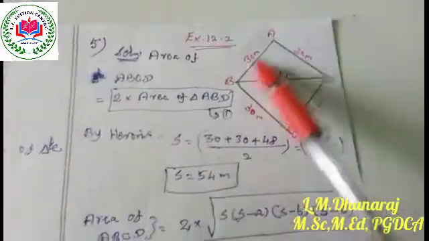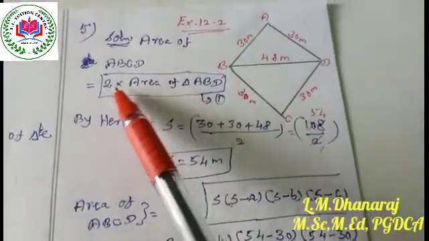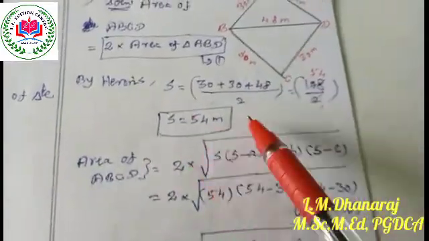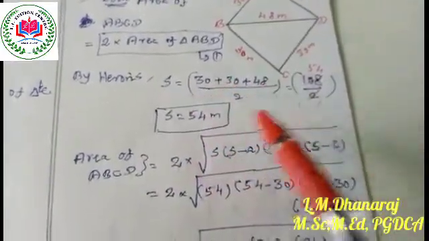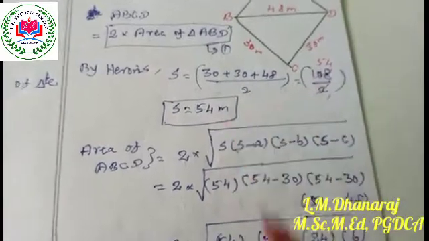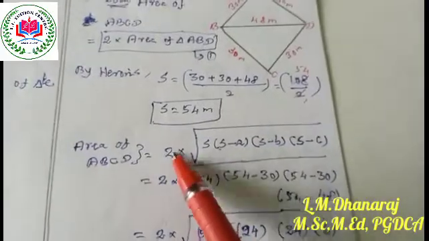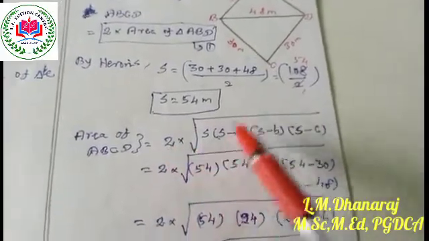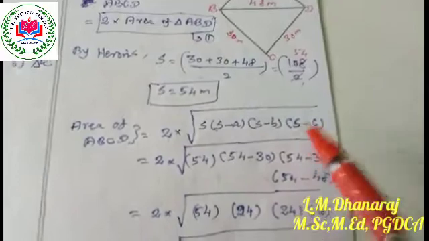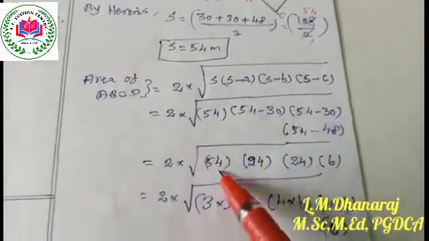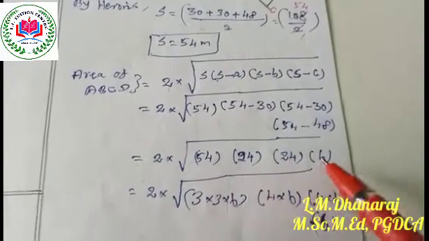So we can find the area of a triangle and we can multiply by 2 so that becomes the entire area. So S is equal to 30 plus 48 divided by 2. So 108 by 2, that is 54. So by Heron's formula, we can substitute, since there are 2 triangles. So 2 into square root of S into S minus A into S minus B into S minus C. By substituting the values, we will be getting 54 into 24 into 24 into 6.